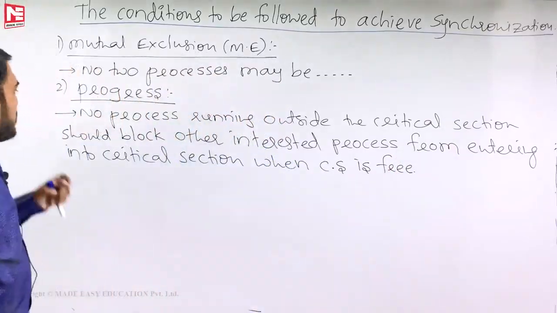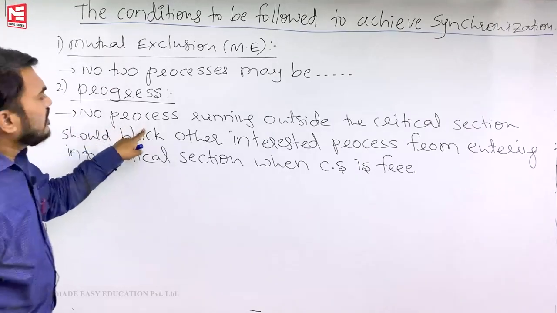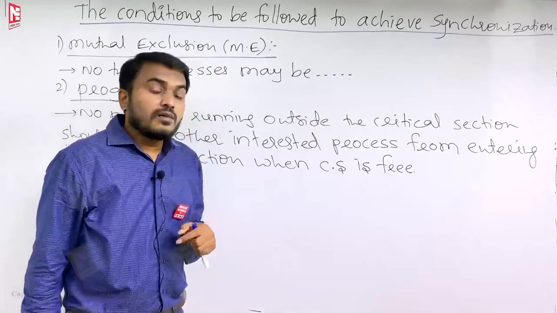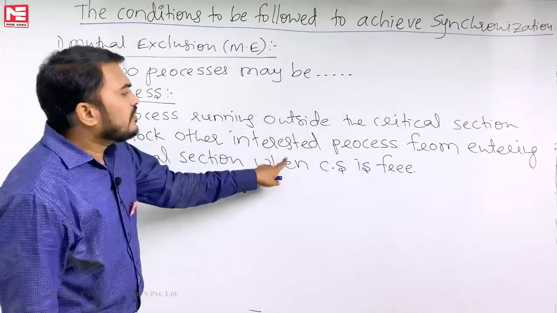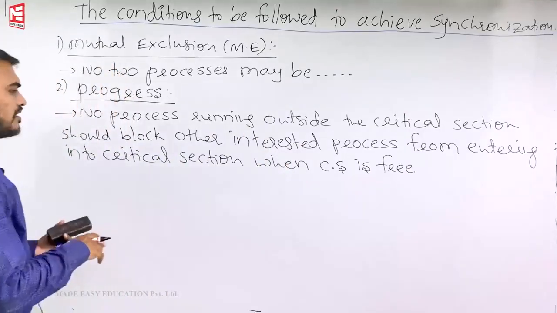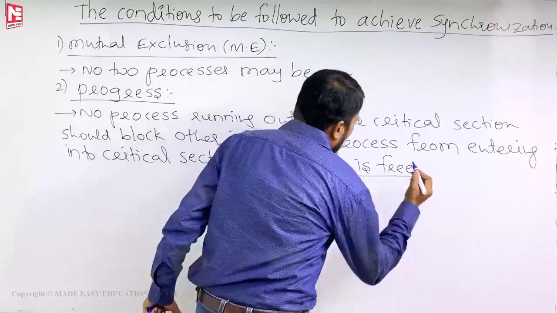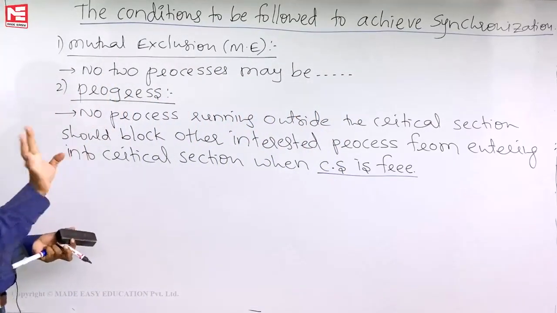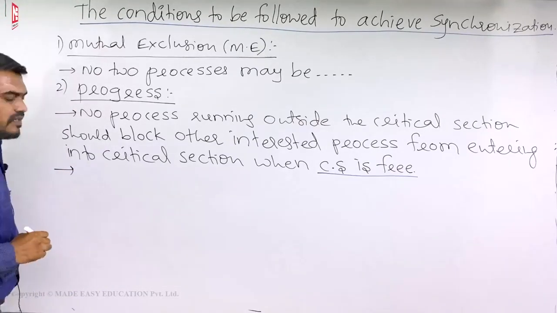Understand this here, progress. No process running outside the critical section should block the other interested process from entering into the critical section when the critical section is free. Underline this, when the critical section is free. So what is the meaning of this? Don't worry, I'll explain everything in detail. First we will write, and next, note down the second point.